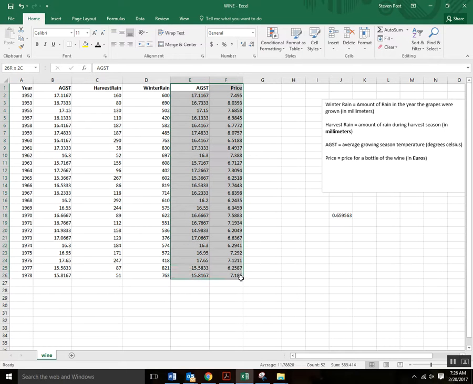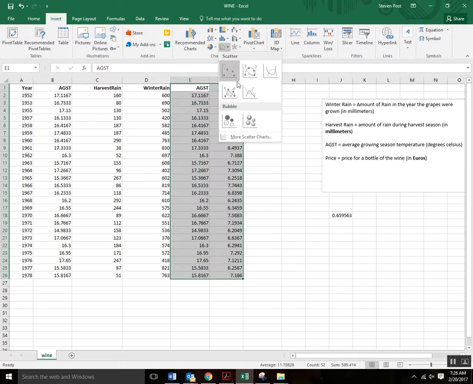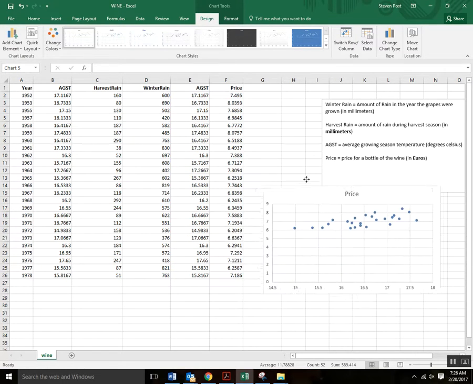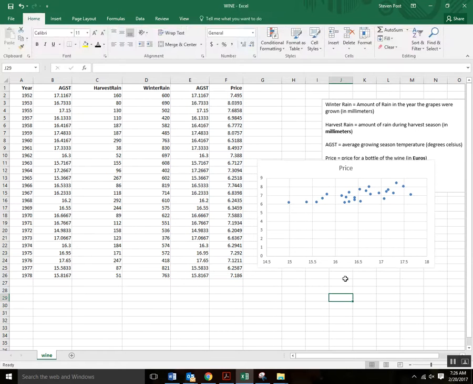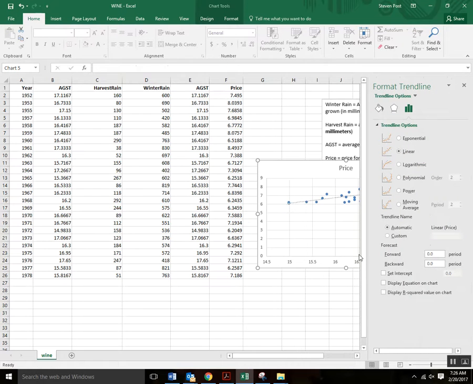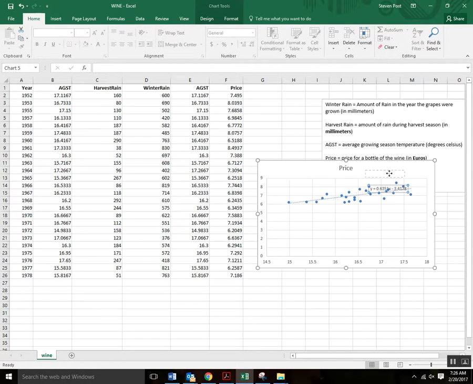So first we make a scatter plot. We select it, go to Insert, go to the scatter plot, there it is, and we see how price and temperature are related. Let's just bring it over here. And it does look like a positive relation. It's sloping up roughly. Not very strong, but moderately strong. And then to get the equation for the line, we right-click on one of the data points, add trend line. We tell it to display the equation on the chart.